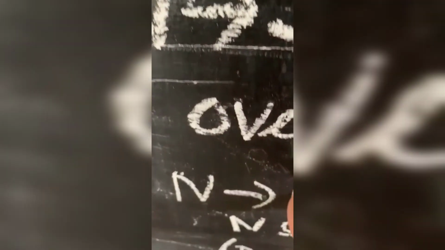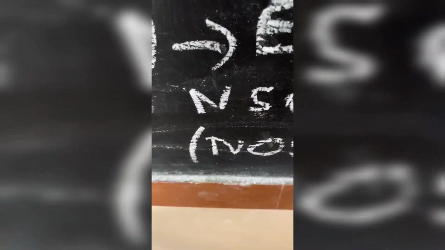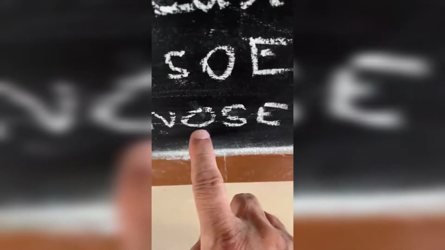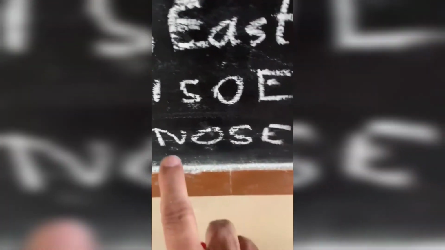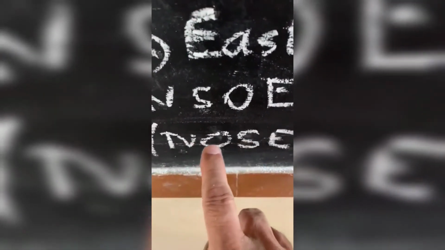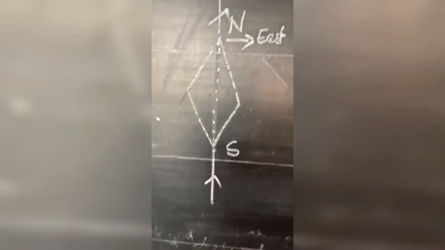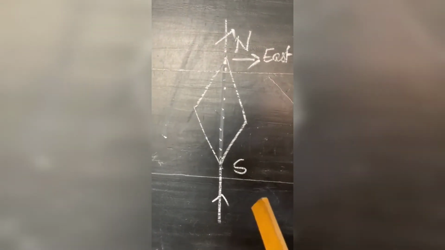So NSOE. If you rearrange it, you will get NOSE, nose. So north to south, over the wire, east. Now this is the third case.